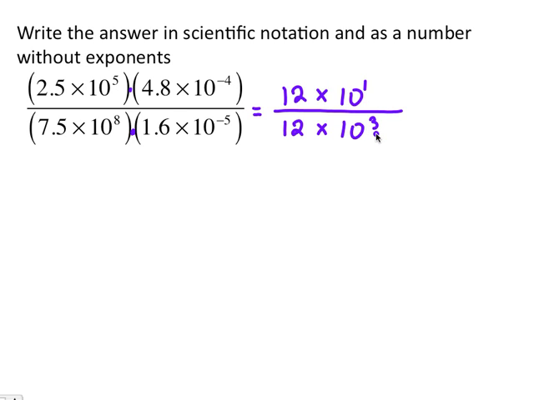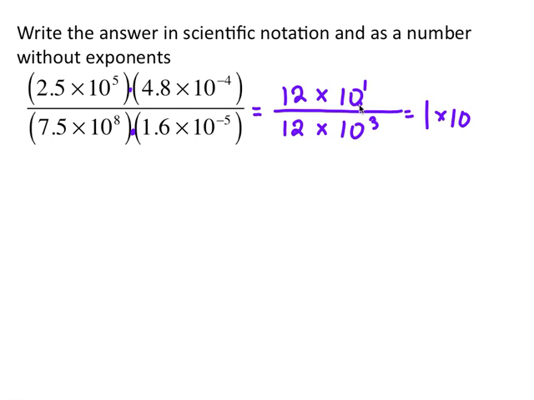Okay, and then for the division, we can also do that in scientific notation. Again, we just divide the two numbers that we're working with. 12 divided by 12 is 1. And then times, and then do the same thing with the tens.